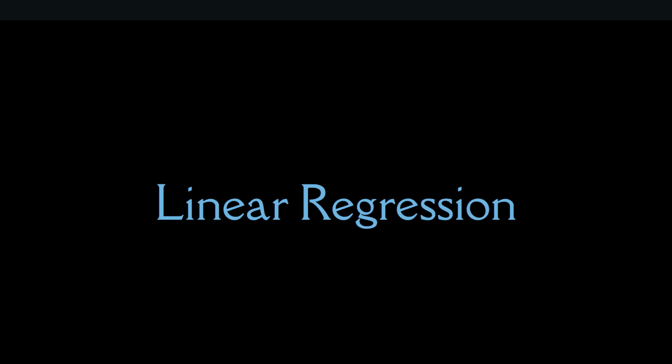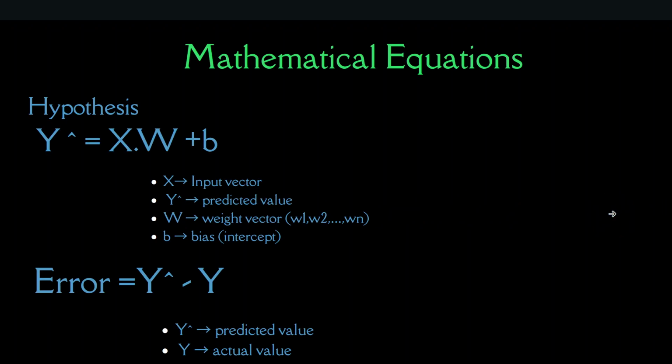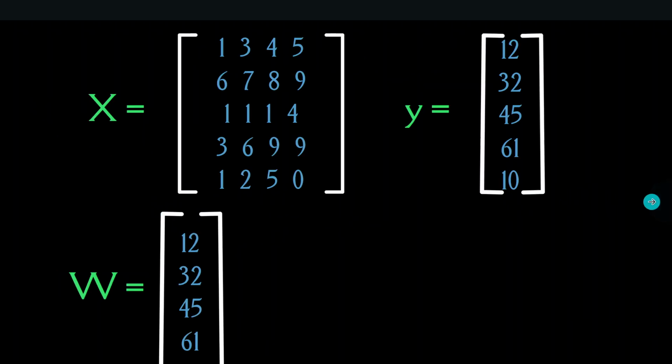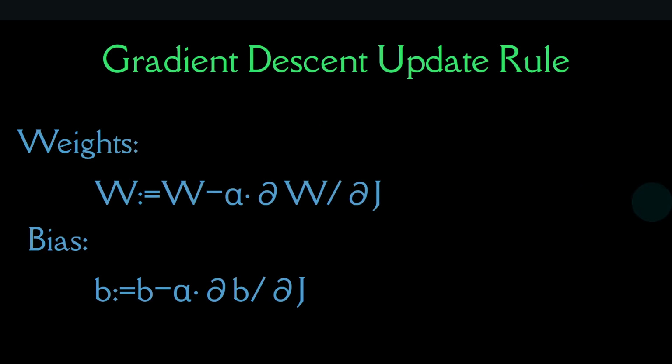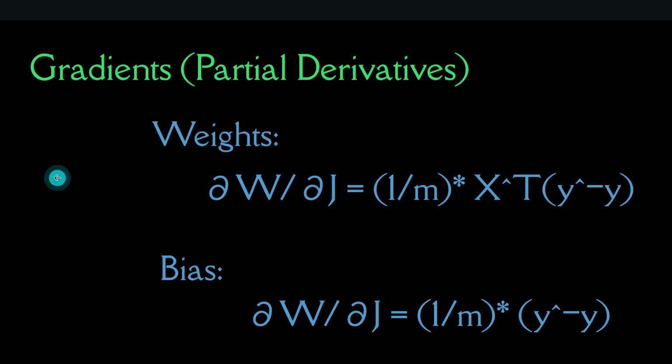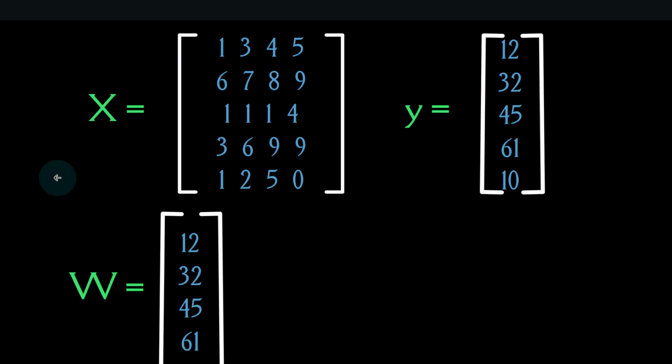So in this video, we are going to code linear regression from scratch. Before starting the coding part, let us see the mathematical equations that are involved in linear regression. We basically have five main equations. One is the hypothesis, next is the error, another thing is the cost function, next is the gradients, and finally the gradient update rule. These are the five main equations that we need to know of.